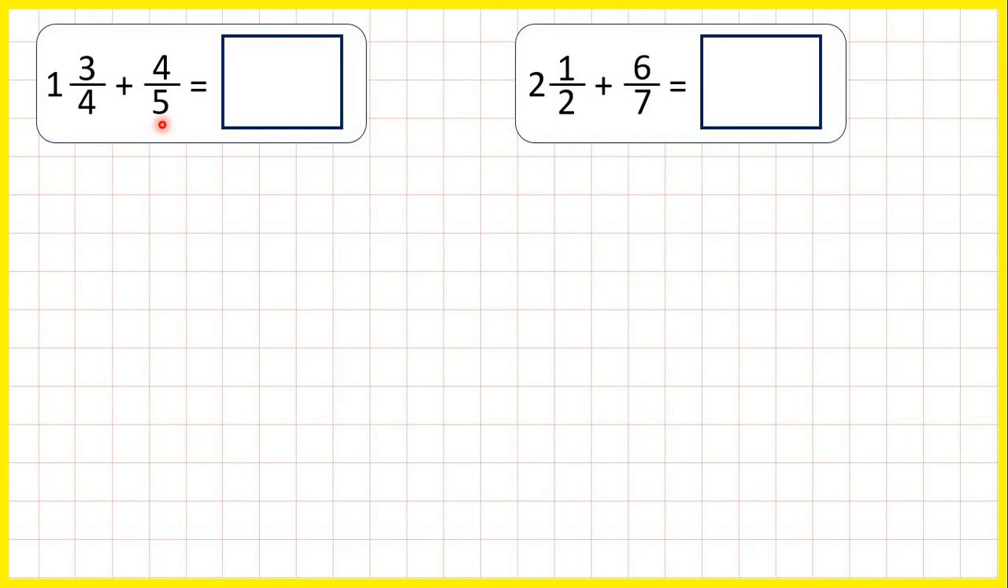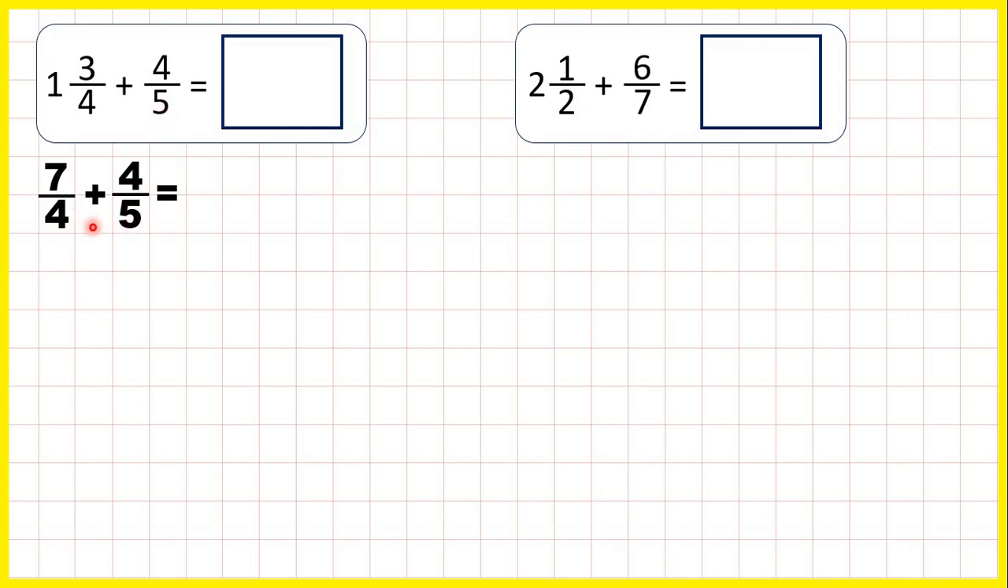So here we're adding a fraction to a mixed number, but this time we're going to answer the question by changing our mixed number to an improper fraction. So as an improper fraction, 1 3/4 is 7/4, because 1 times 4 is 4 plus 3 is 7, the denominator stays the same, and we're still adding 4/5.